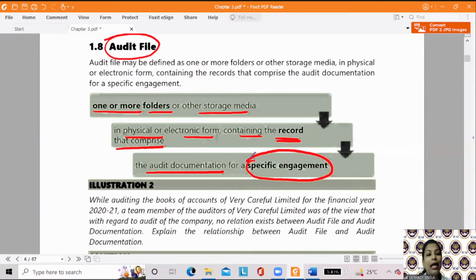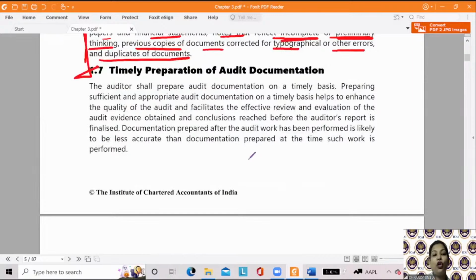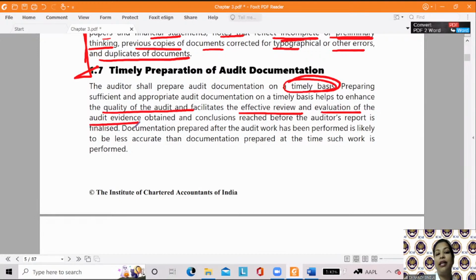Clear? Now we have just seen that audit documentation should be done in what? Timely basis. It should be done on a timely basis. Why? इससे क्या होगा? Quality of audit increase होती है. Further effective review and evaluation of audit evidence में ये help करता है. And if you will maintain a documentation after the audit has been completed, it is likely to be less accurate. है ना? हो सकता है ना कि later on you may forget to document any paper. So documentation prepared after the audit work has been performed is likely to be less accurate.